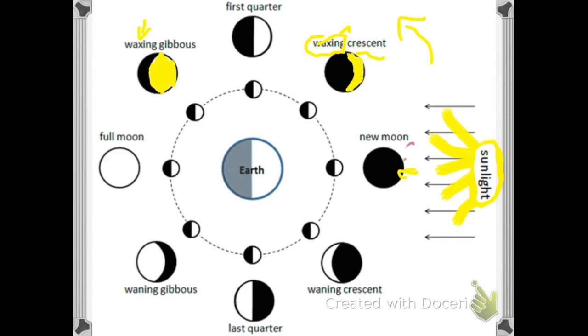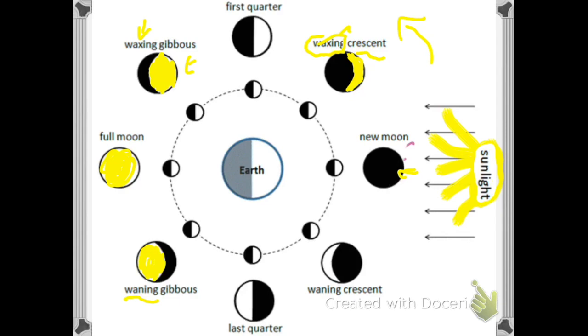So then we have our full moon, which again was 100%. We see the whole thing. And after that, it's going to start getting smaller. To get smaller means to wane. So now it looks just like the waxing gibbous, but the light is on the other side. Notice for waxing, the light is on the right. For waning, the light is on the left.